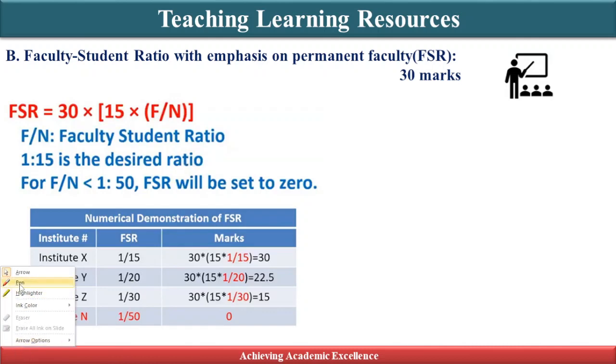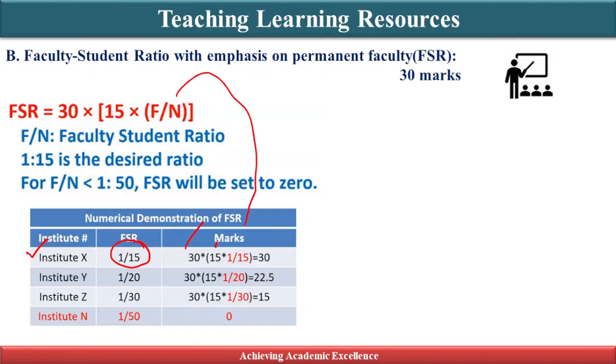Let me say there is an institute X which has got a faculty student ratio of 1:15. Therefore, here I must substitute. Just see, 30 into 15 into 15 by 15 means you are getting 30 out of 30 marks. For example, if you go through the NIRF ranking, IIT Madras has got 30 out of 30 for faculty student ratio.